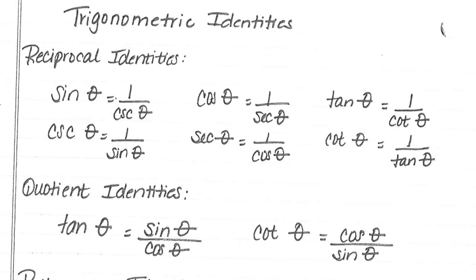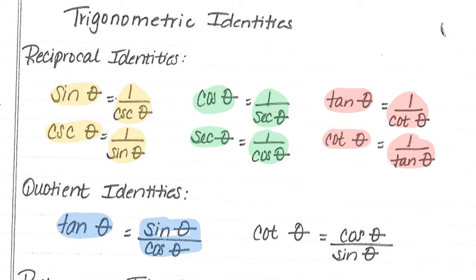We're going to talk about the things that we know. We know the sine of theta is just 1 over the cosecant, or the flip, where cosecant is 1 over the sine. We also know cosine of theta is 1 over secant. Secant of theta is 1 over cosine. Tan of theta is 1 over cotan. Cotan of theta is 1 over tan. Things we've also talked about: tan is sine over cosine. Cotan is cosine over sine.